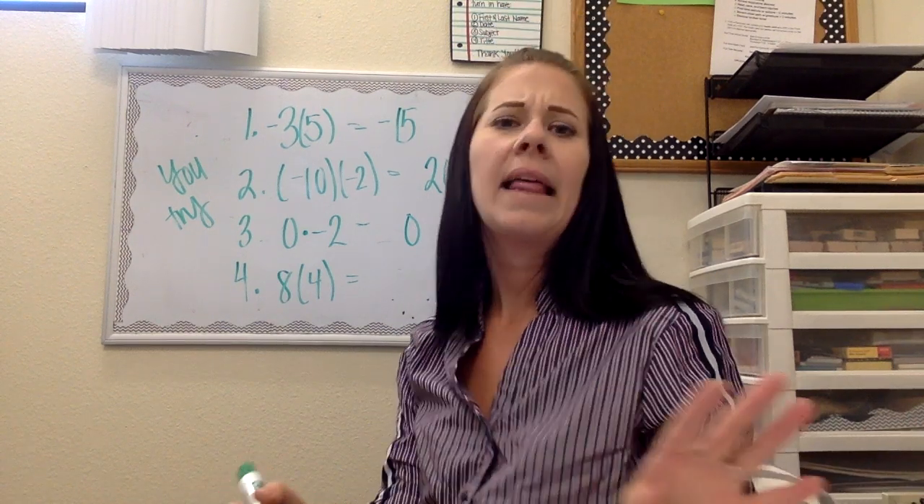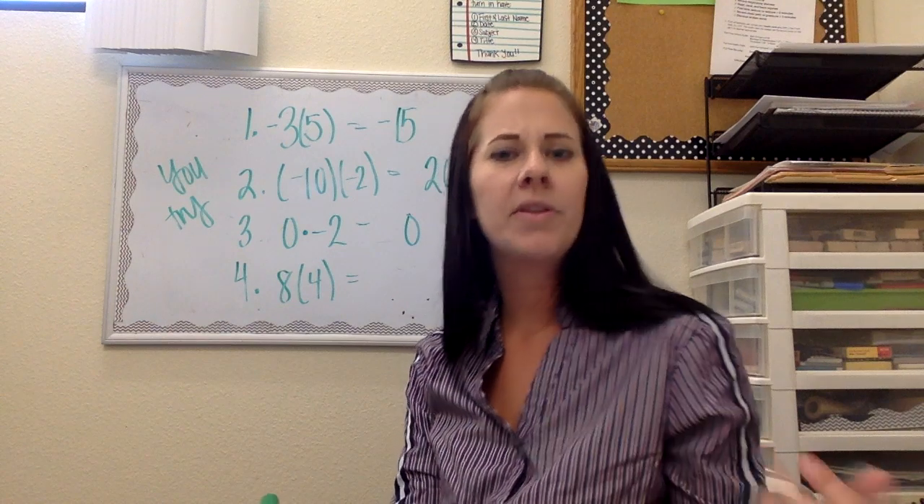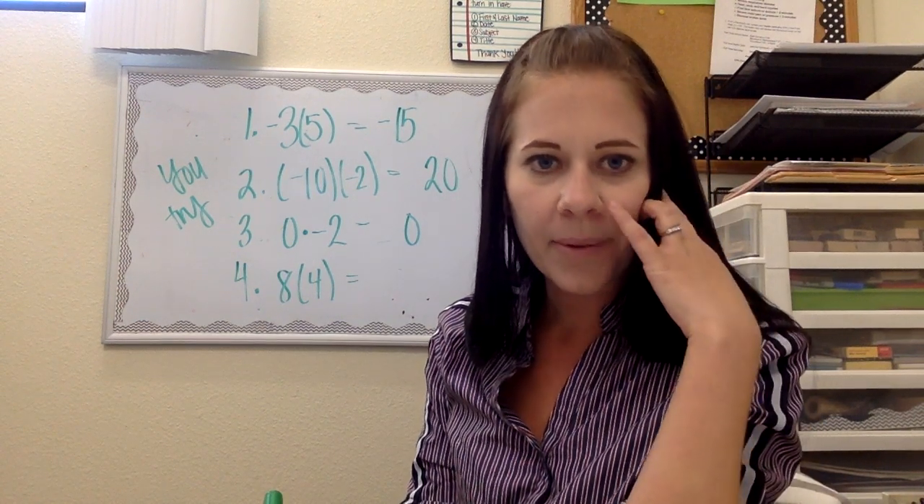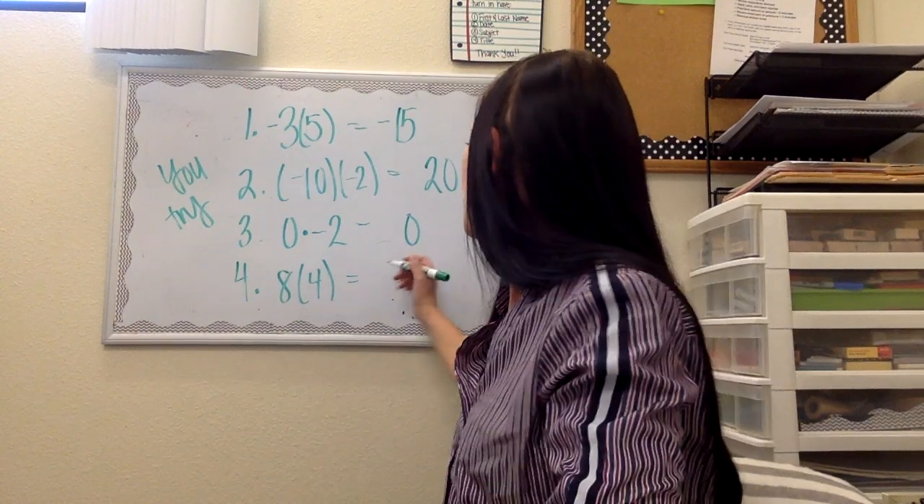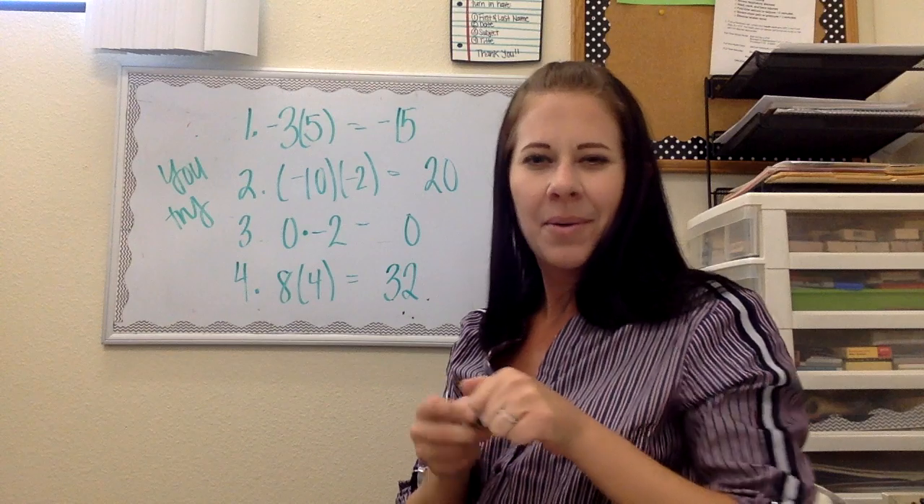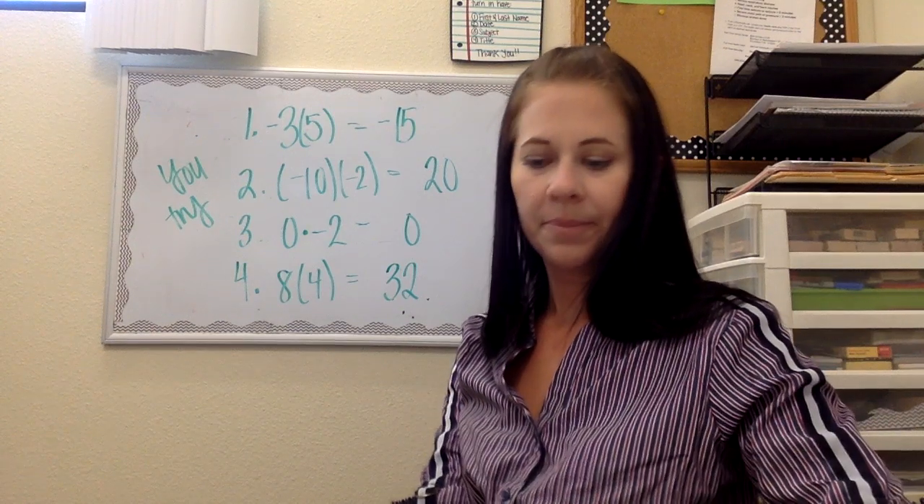A lot of students will say it's nothing. The answer's nothing. Or they'll say it's not possible. It's just 0. It's a number. Don't forget, okay? 8 times 4, just a regular 32. We kind of know that one a little bit better, but you need to remember.